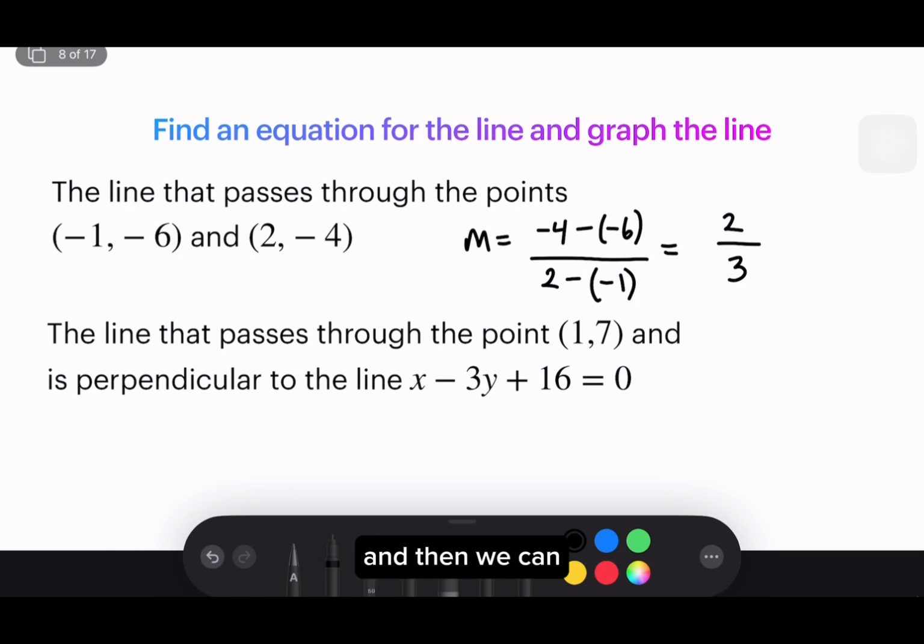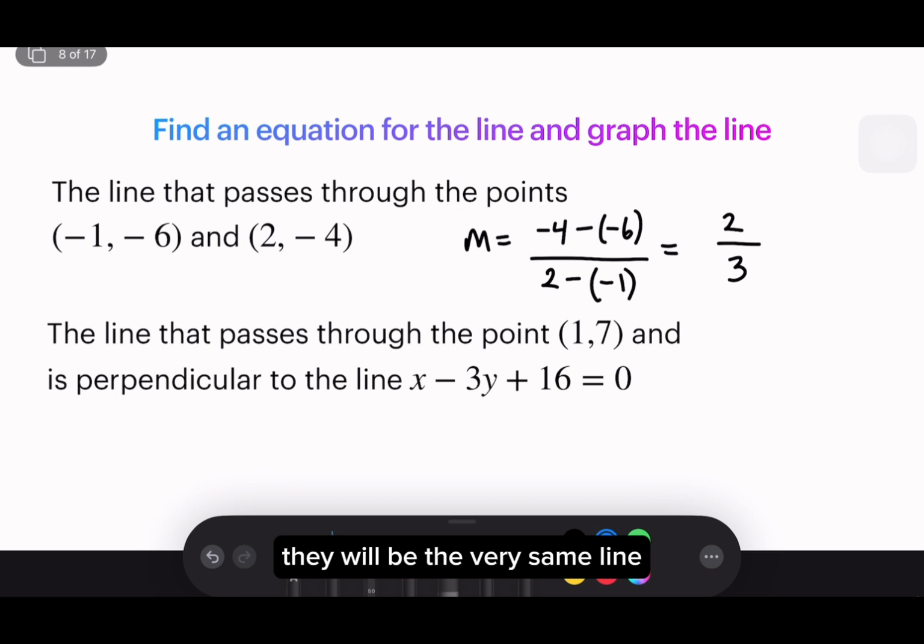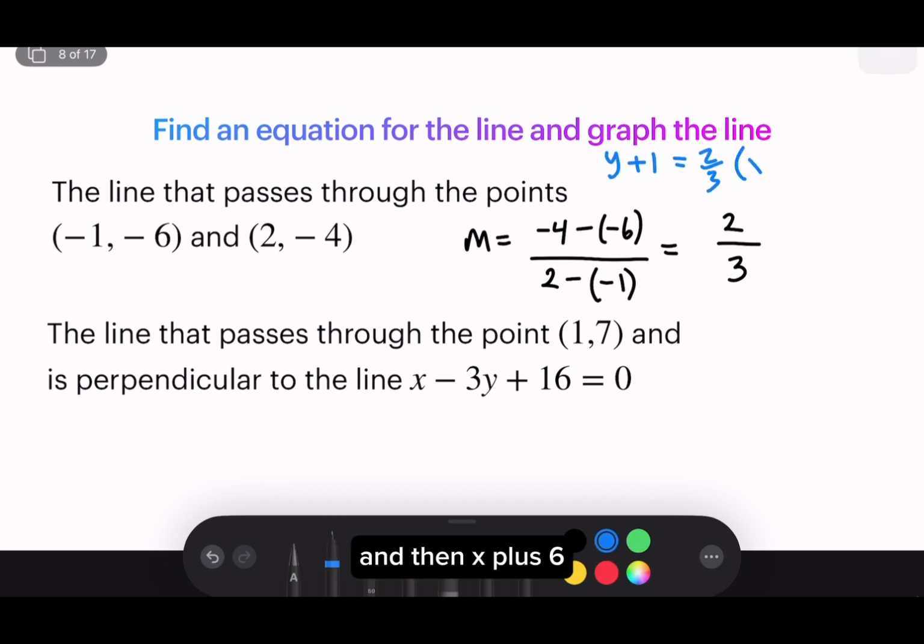And then we can take the slope and put it back into the equation. We can choose between point 1 or point 2. They will be the very same line. So let's say we take point 1. Okay, so y plus 1 equals 2/3 times x plus 6. So this will be y equals 2/3x plus 4 minus 1, so plus 3. So that's the answer.